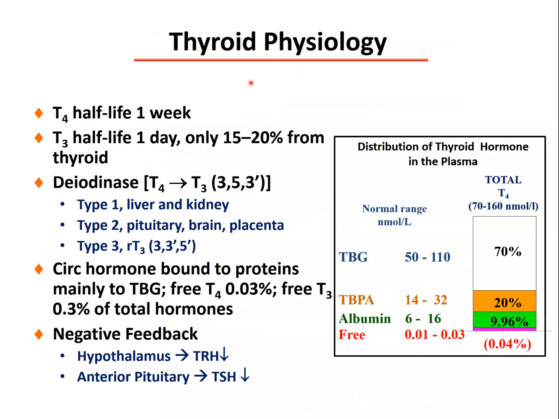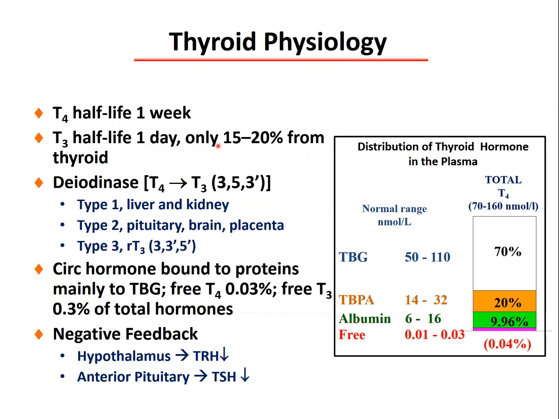Now, let's see something about the physiology of the thyroid gland. The T4 that is synthesized by the thyroid gland has a half-life of about 1 week. This is why if you give thyroid hormone to the patient, within 1 week you almost cannot achieve any changes. So you have to leave at least 2 weeks or 1 month before you see changes in the thyroid hormone level.